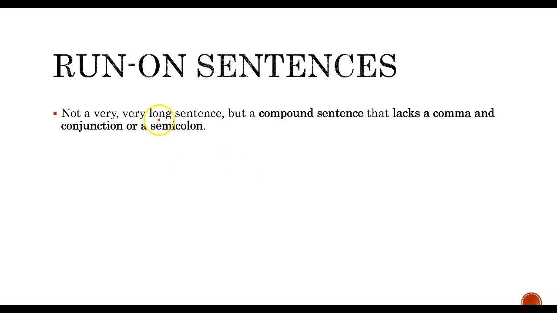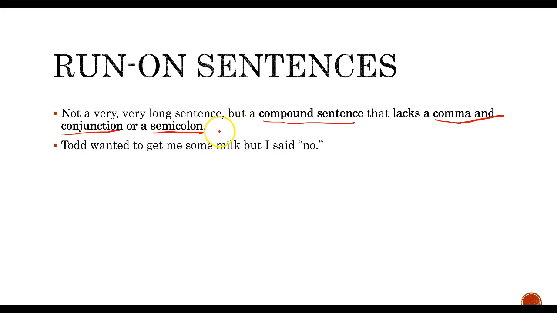So let's take a look at some run-ons real quick. The run-on sentence is not a very, very, very long sentence. That's what a lot of people think of when they think of run-ons. But actually, a run-on sentence is a very particular kind of error. It's a compound sentence that lacks a comma and a conjunction. Remember, that's the rule. You need a comma and a conjunction or a semicolon. If you don't have those things, you have a run-on.